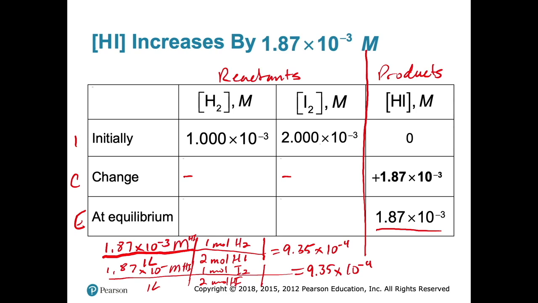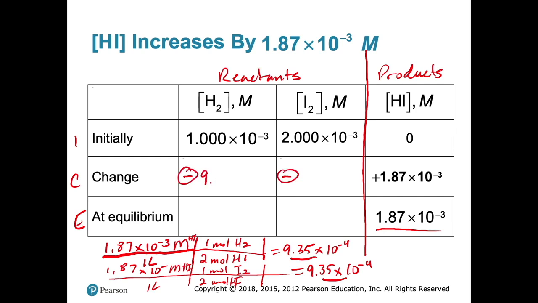This should come out to be 9.35 times 10 to the negative 4. And this one should also come out to be 9.35 times 10 to the negative 4. So those right there are the changes in the concentrations, not for hydrogen iodide, sorry, but for hydrogen gas and iodine gas at equilibrium. So we already know that this is supposed to be a negative sign right here, because that's what we're losing.